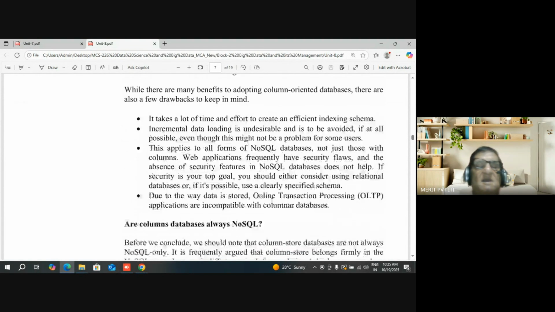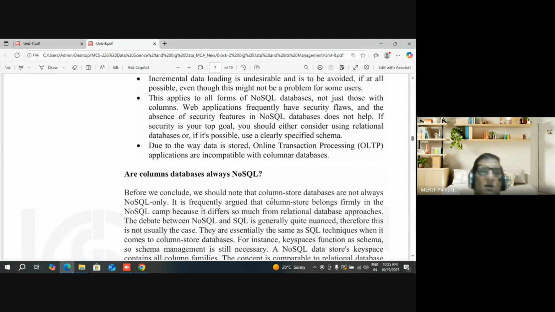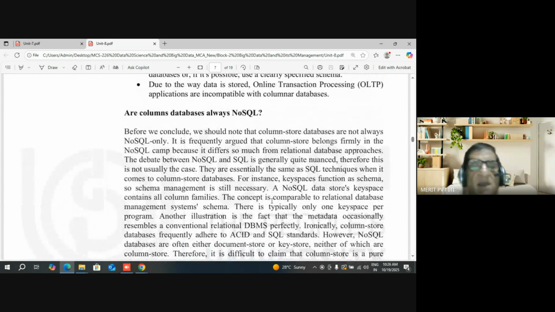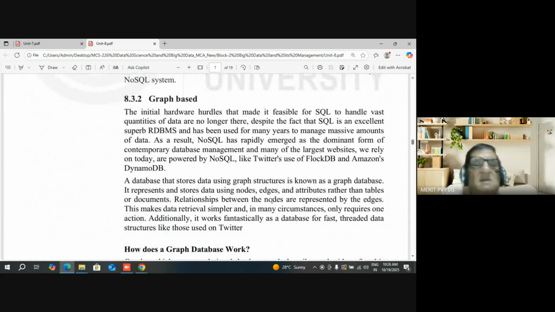See the advantages and disadvantages, what the advantages of column base are and what the advantages of NoSQL databases are. So graph based, the initial hardware hurdle that made it feasible for SQL to handle vast quantity of data are no longer there, despite the fact that SQL is an excellent, superb RDBMS and has been used for many years to manage massive amounts of data. As a result, NoSQL has rapidly emerged as the dominant form of contemporary database management, and many of the largest websites we rely on today are powered by NoSQL.